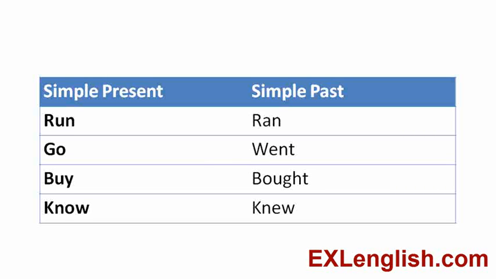Simple present, run. Simple past, ran. Simple present, go. Simple past, went. Simple present, buy. Simple past, bought. Simple present, know. Simple past, knew. Unfortunately, you will just have to learn how to conjugate these verbs as you go the hard way.